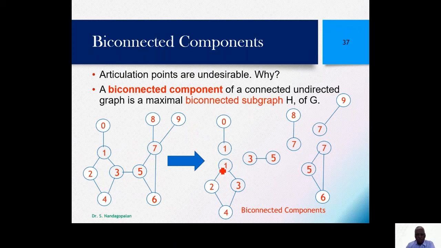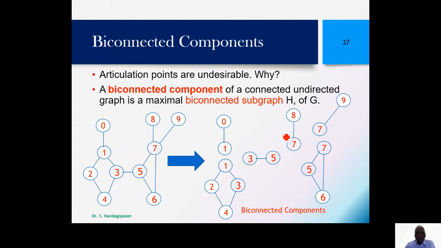So a biconnected component of a connected undirected graph is a maximal biconnected subgraph. The subgraph you get should also be biconnected, so it should not have articulation points. If you can find one such subgraph, then I can call it a biconnected component. All such cases can be considered, but it should be maximal. So you should have the maximal number of vertices, not the minimal number.